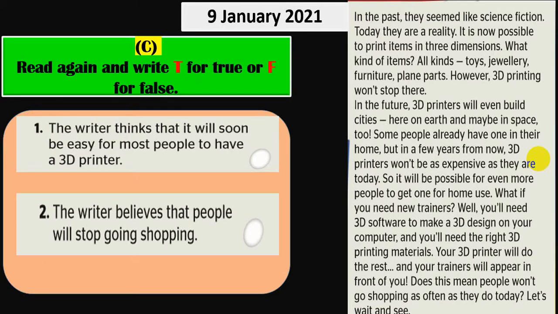Number one, the writer thinks that it will soon be easier for most people to have a 3D printer. What do you think? Is it true or false? That's right. This one is mentioned directly in the text. So here we are. You can just read the sentence: it will be possible for even more people to get one for home. So you can easily get a 3D printer at home. Move on to number two.